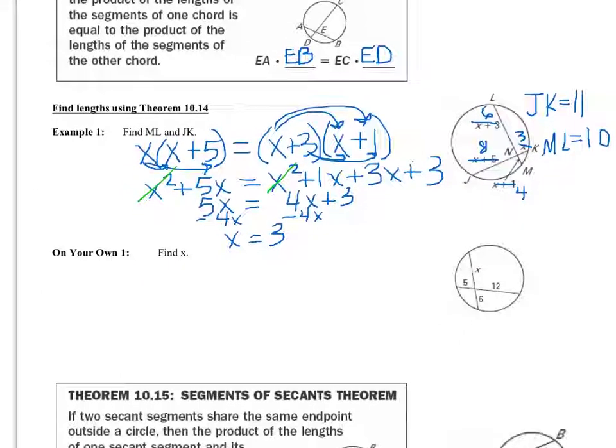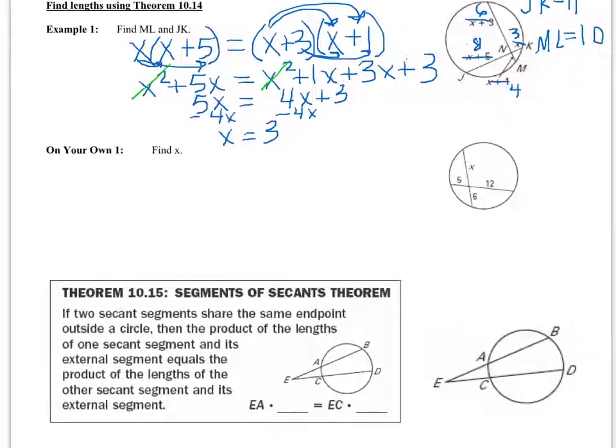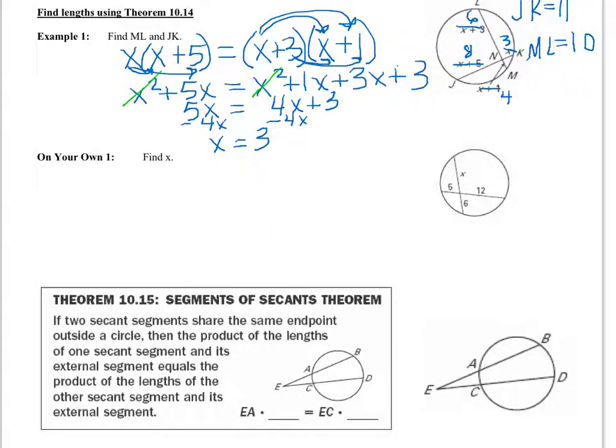The next question here says find x. So we know if I multiply this times this, it's going to equal this times this. So I can say 6 times x equals 5 times 12. Well, divide both sides by 6 to get my x alone. So x equals 5 times 12 is 60, divided by 6 is going to be 10. And the question said to find x, which we did, so there's our answer.